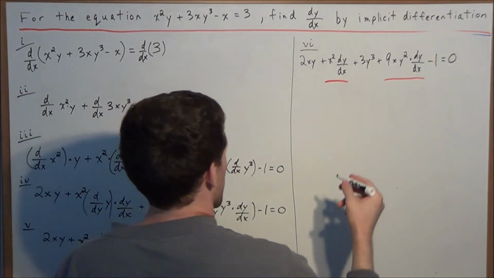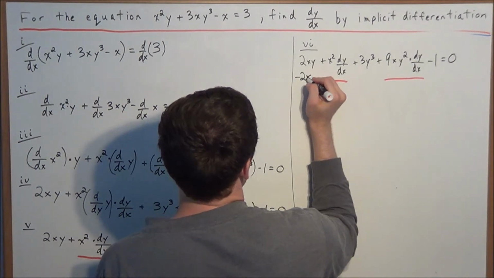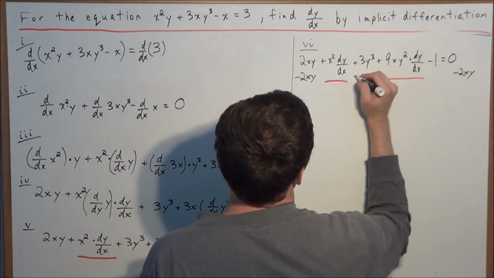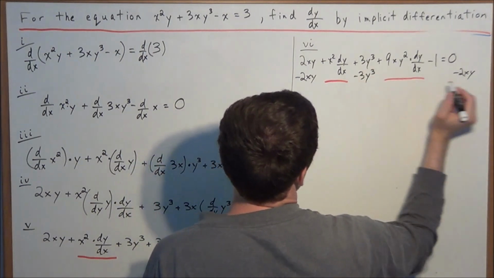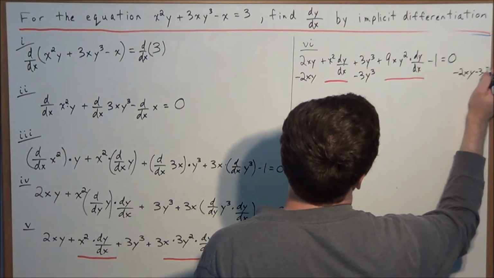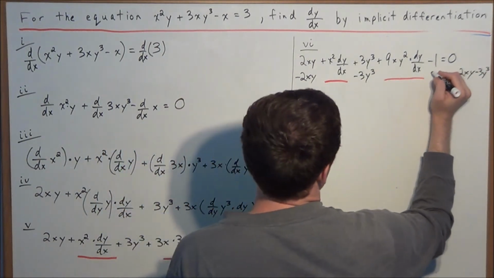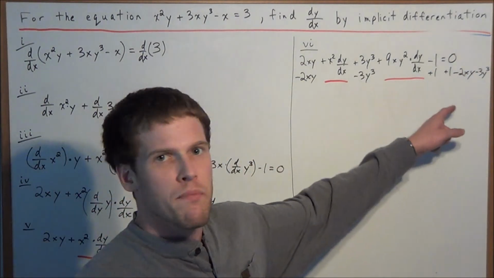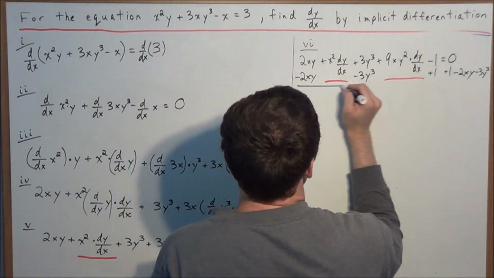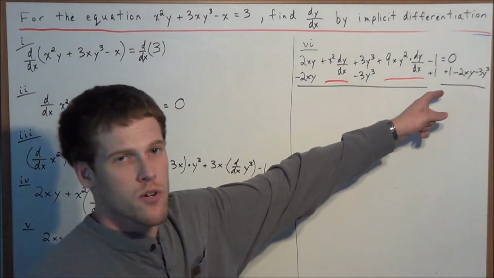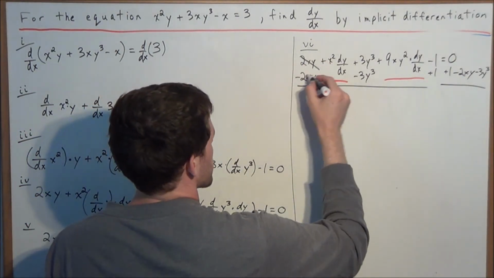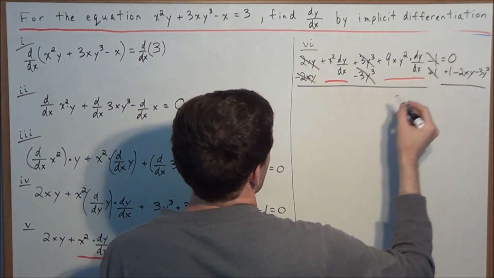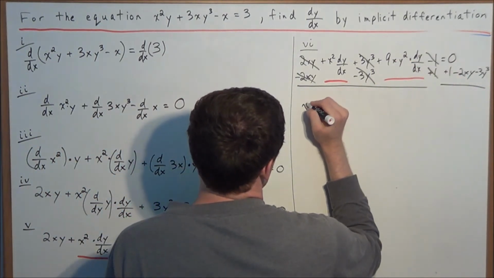So our next step is to subtract 2xy from both sides. Then we could subtract 3y to the third from both sides. And we could add 1 to both sides. I'm writing plus 1 first because I like to lead with positive terms with these types of problems. It's usually good etiquette to start with a positive term. So now 2xy minus 2xy cancels. 3y to the third minus 3y to the third cancels. Minus 1 plus 1 cancels. So now on the left-hand side, all we have is x squared.